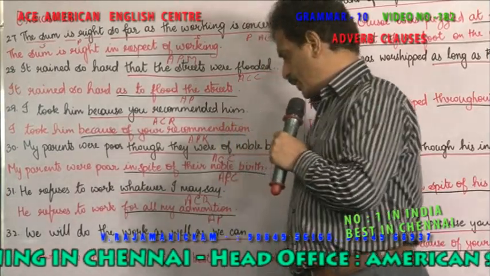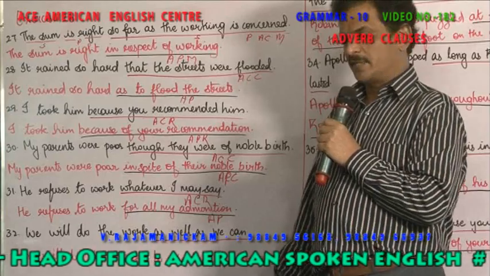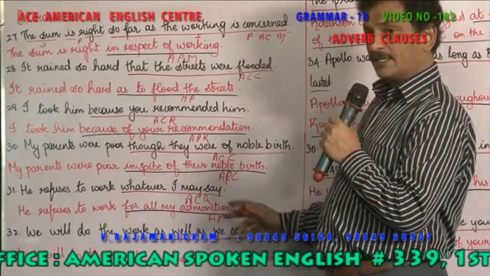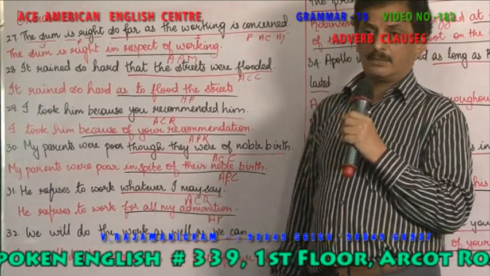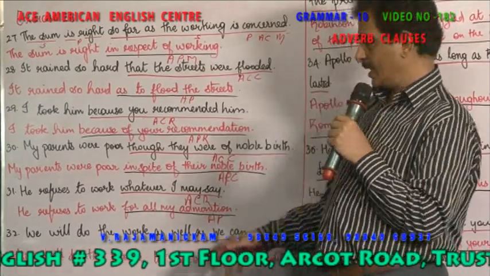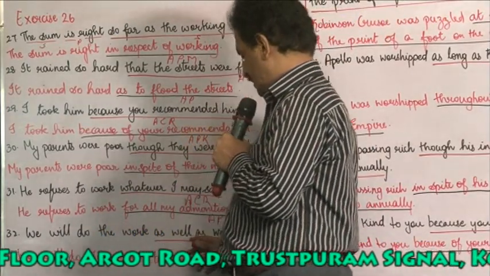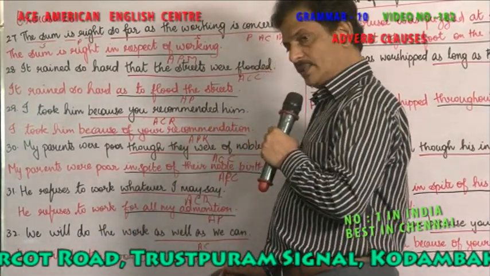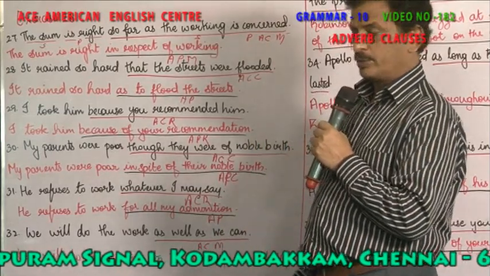We will do the work as well as we can. We will do the work. It is a full sentence, subject and predicate are there. We can is also a full sentence, subject and verb are there. As well as we can becomes a clause. We will do how? As well as we can. So this is an adverbial clause of what? Manner. So you have to change it into a phrase without a verb.